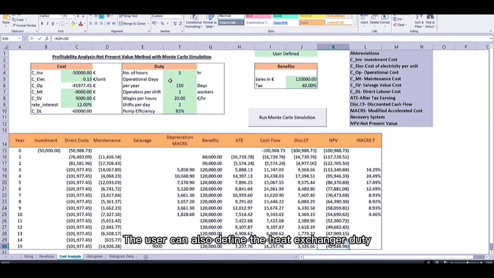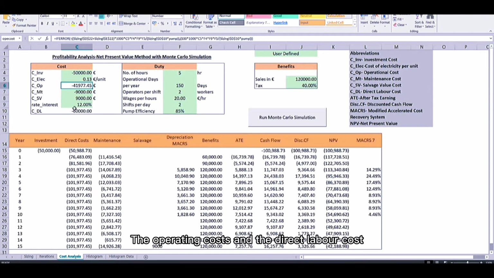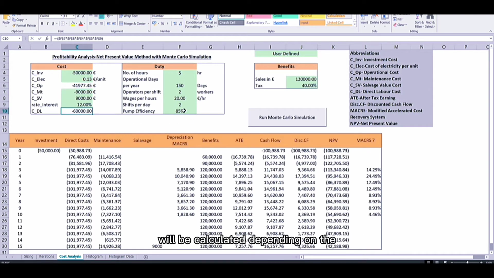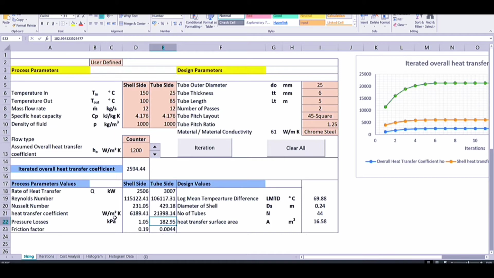The user can also define the heat exchanger duty on F column. The operating cost and the direct labor cost will be calculated depending on the user-defined heat exchanger duty. The operating cost will also be calculated with the help of pressure losses we obtain from the sizing worksheet.